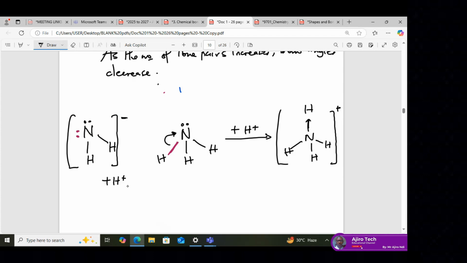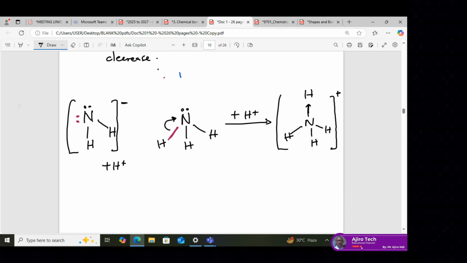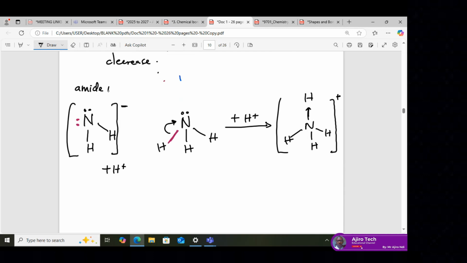Now what do we have here? We have these 3 species. Which one has the shortest bond, the lowest bond energy, and the bond angles? This one is called the amide ion. This one is the ammonia molecule. This one is the ammonium ion. Which of them has the highest bond energy? Bond angle? Don't forget, the more the lone pairs, the lower the bond angle. This one is 109.5, this one is 107, this one 104.5.